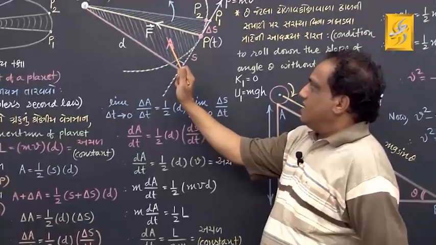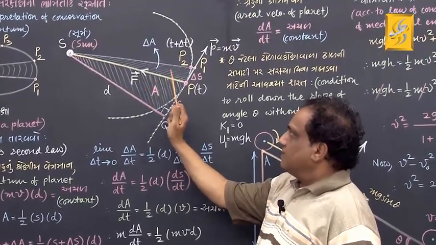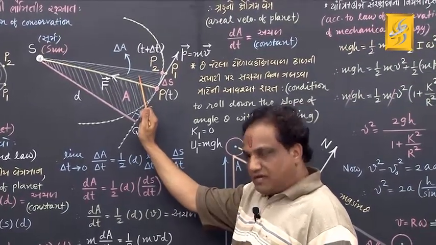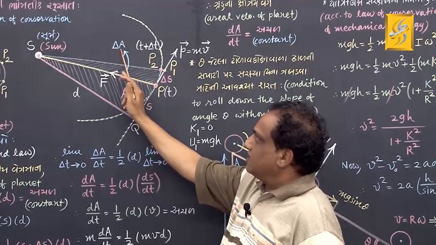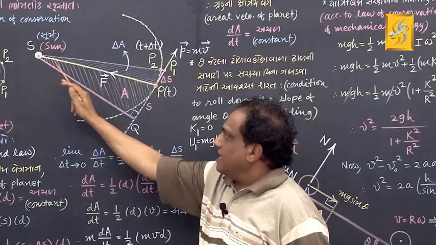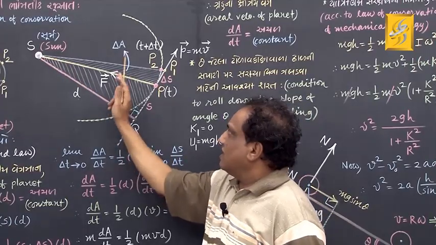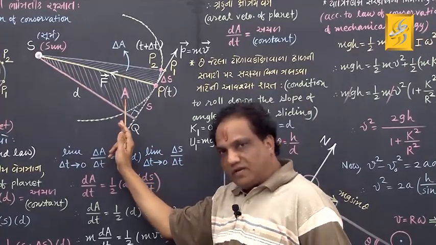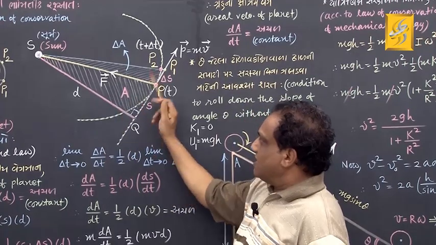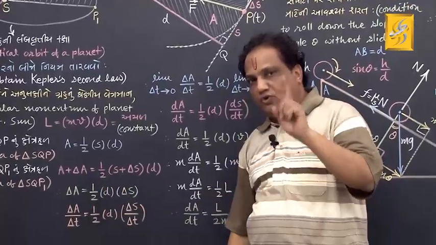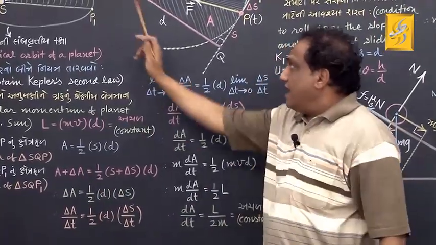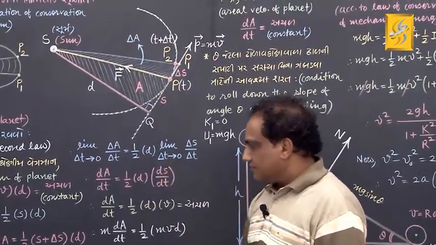The area of triangle SQP1 is the area of this triangle plus the area of this part. When you add these two areas, this additional area I am showing by the symbol delta A, and this area is capital A. So the total area is A plus delta A, which gives the area of triangle SQP1.